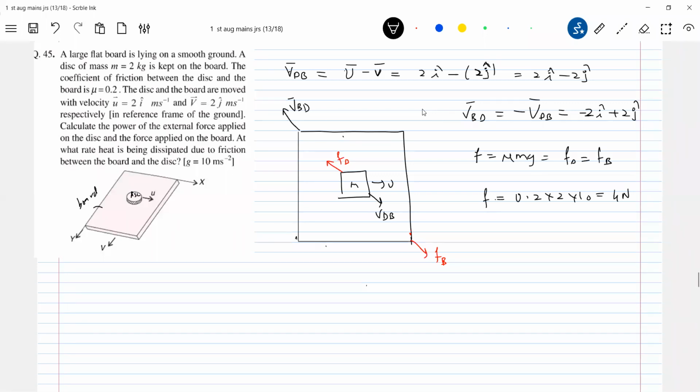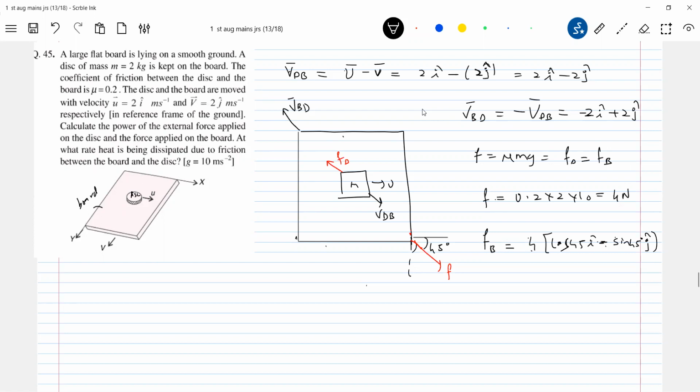Okay, now it is asking the power. So we'll write the expression for FB. FB should be equal to 4 into cos 45 i cap minus sin 45 j cap. Why are we bringing this? What can this angle be? This should be 45 degrees. Looking at the vector, this should be 45 degrees, no? So put it, this is 45 degrees.